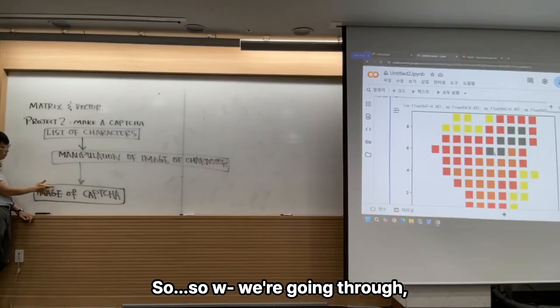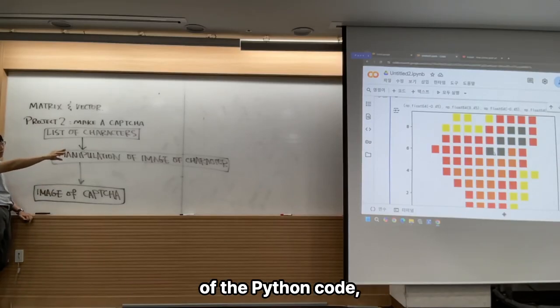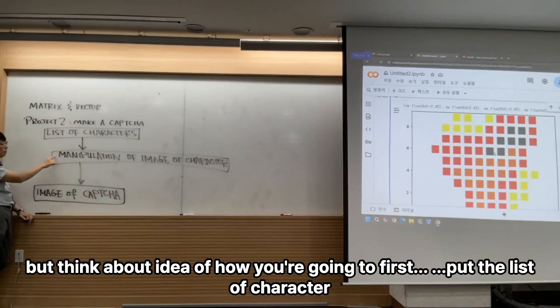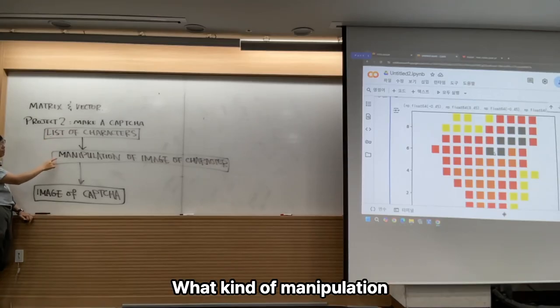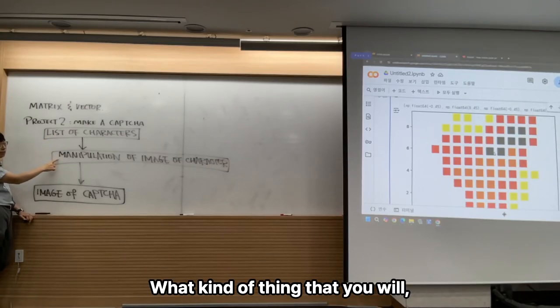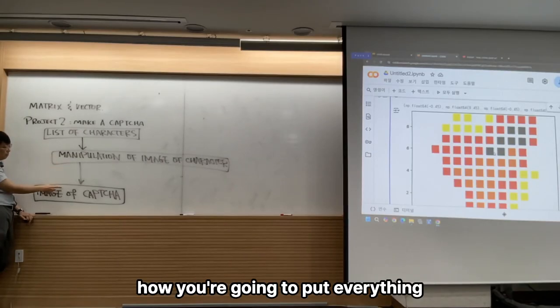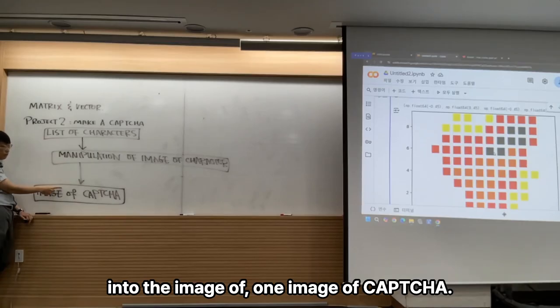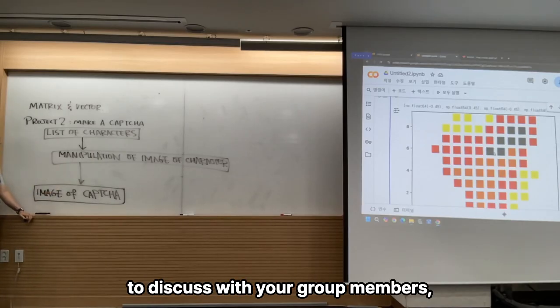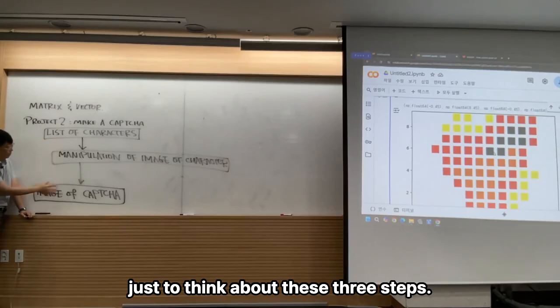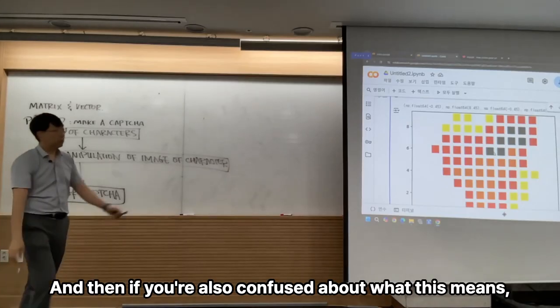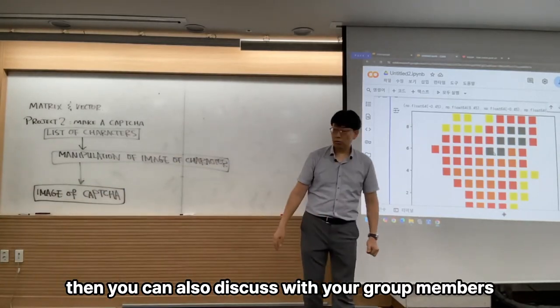So we're going to go through all the detail of the Python code, but think about the idea of how you're going to first put the list of characters and then manipulate individual characters. What kind of manipulation are you thinking about? What kind of thing do you think will confuse the computer? And then think about how you're going to put everything into one image of captcha. So I'll give you time to discuss with your group members just these 3 steps. And if you're also confused about what it means, then you can also discuss with your group members.